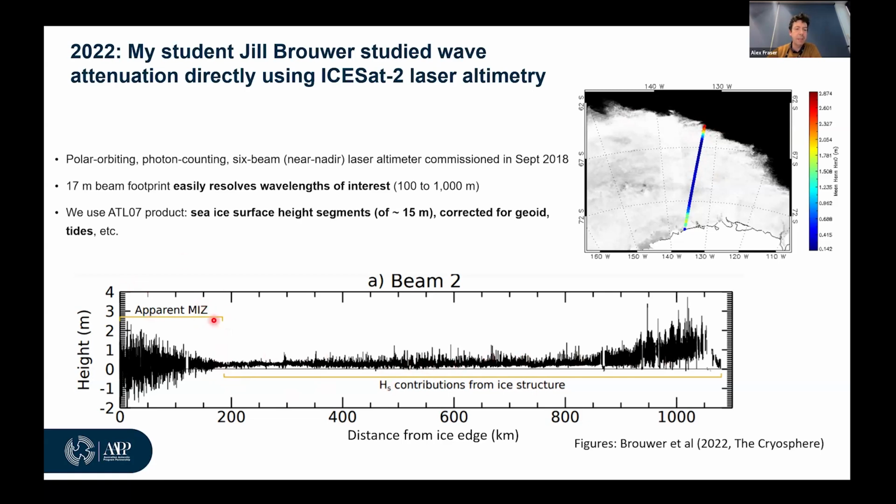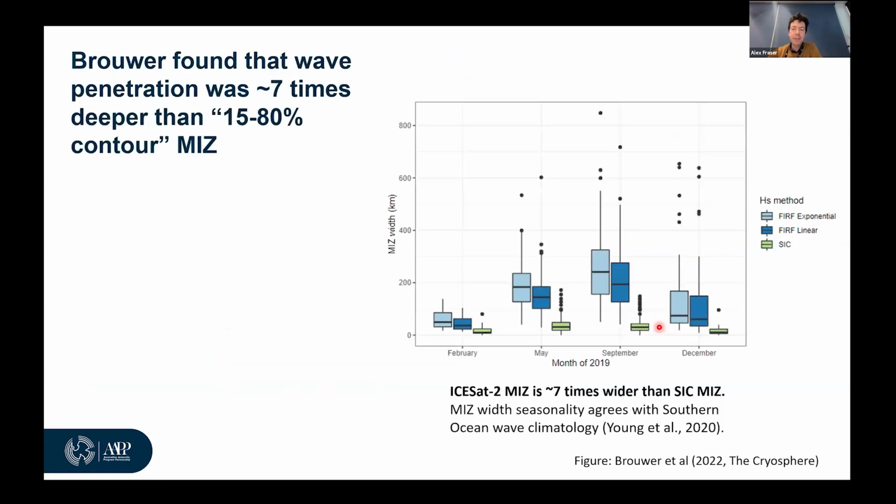So we call this the apparent MIZ, and everything else is wave-free. And if you do this for enough tracks, you can build up a picture of the MIZ width indicated on the y-axis here. And she did this in 4 months of 2019.